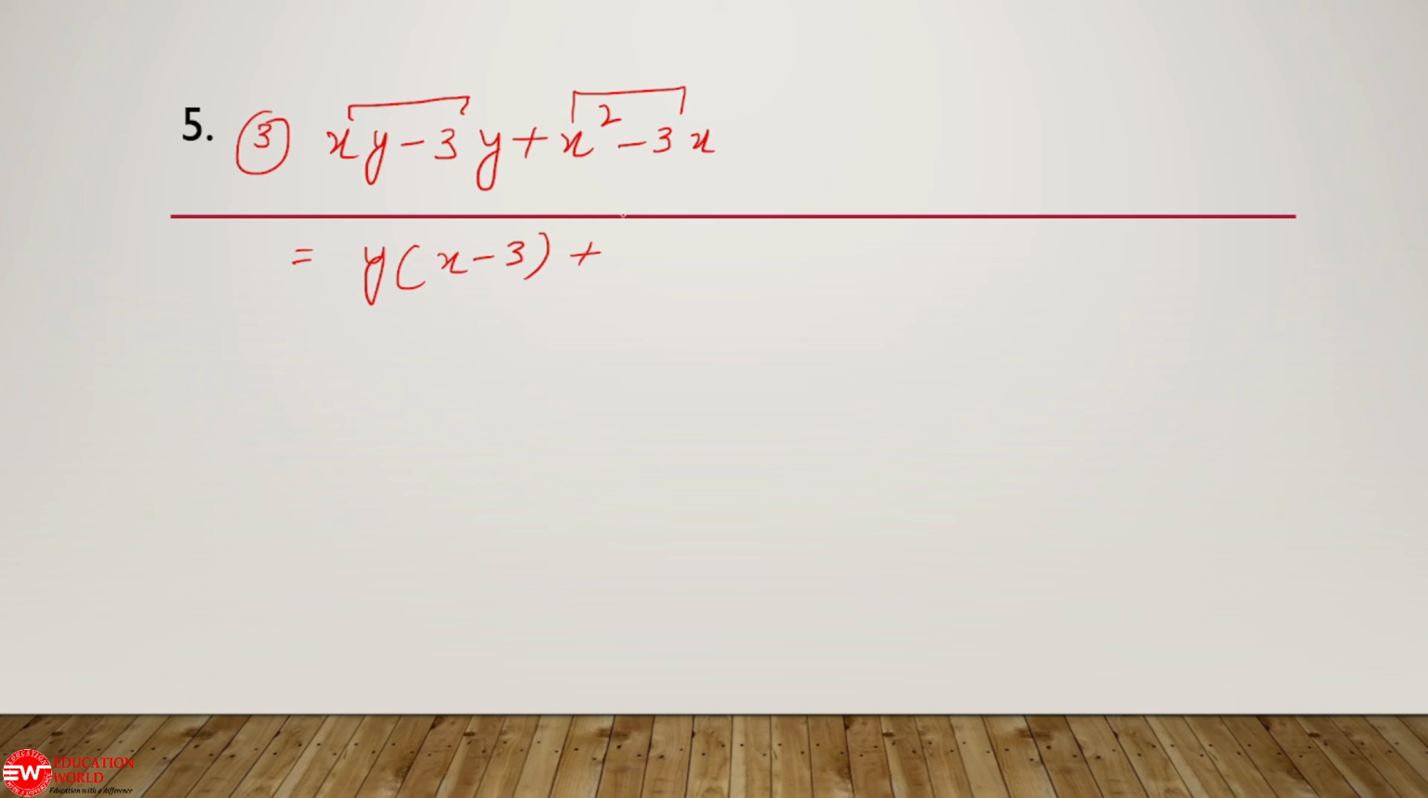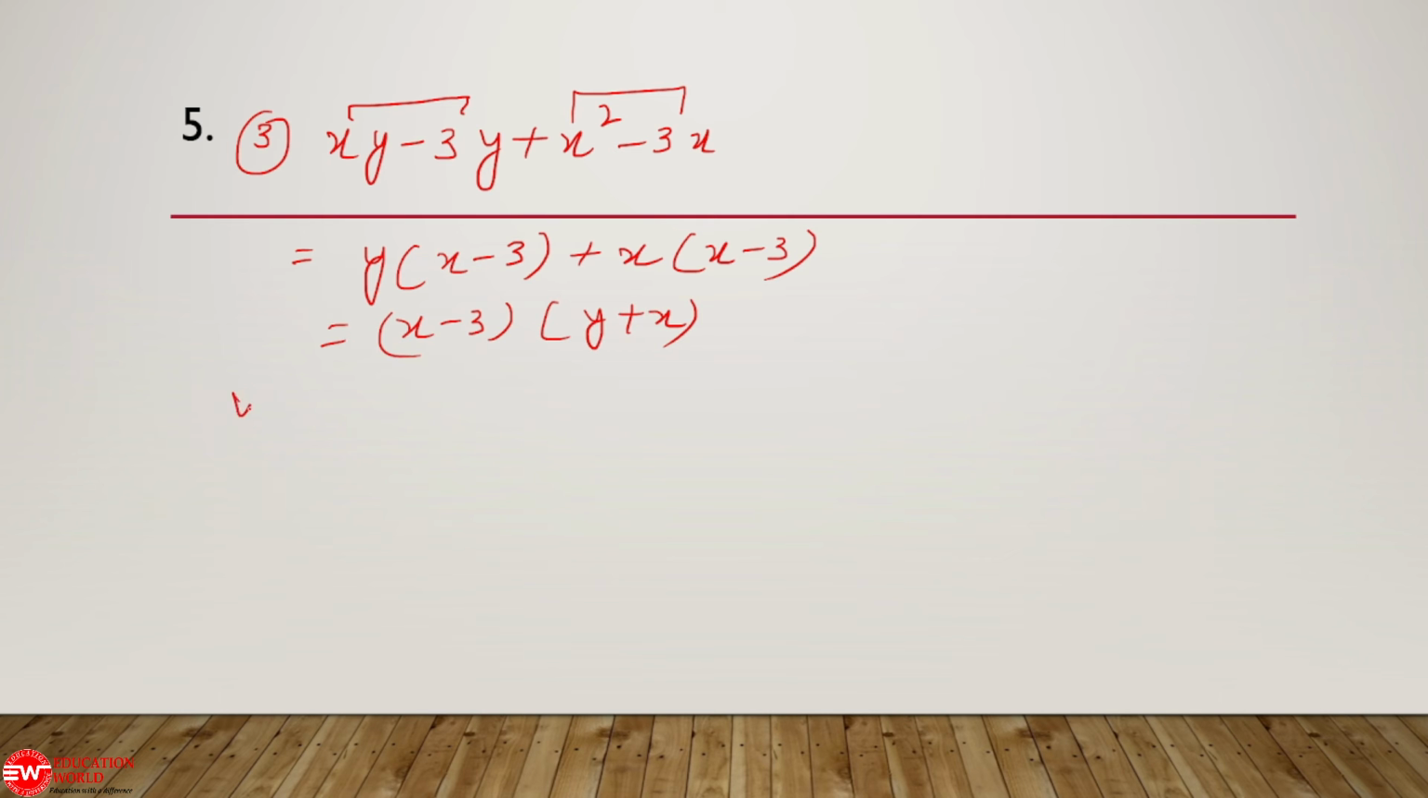So next one is your question number 3rd. It is xy minus 3y plus x square minus 3x. So again do the grouping. It is y is common. Now see here, x minus 3. Here x is common. So x minus 3. Put the sign accordingly. If inside you want to change, you can take minus here. So it is x minus 3 and y plus x.